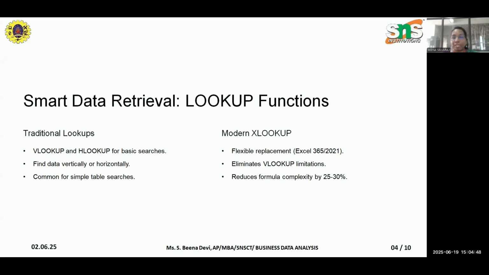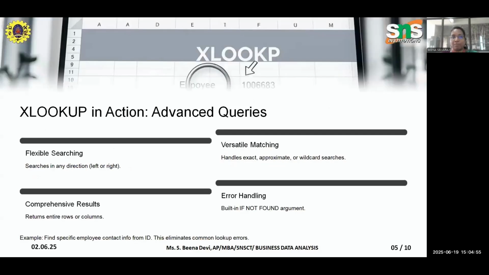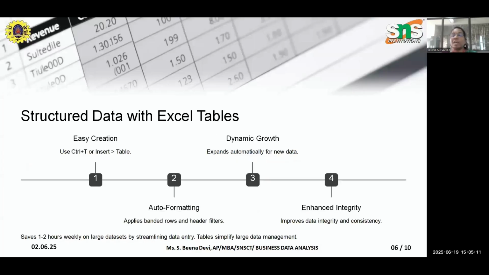And as a flexible replacement that eliminates VLOOKUP limitations, we use the modern XLOOKUP formula. XLOOKUP in action offers flexible searching. It is versatile matching, handling exact, approximate, or wildcard searches. It gives a comprehensive result, returning entire rows and columns, and it has error handling. We also use these formulas with structured data in Excel tables. They are easy to create and dynamic in growth, with auto formatting and enhanced integrity.